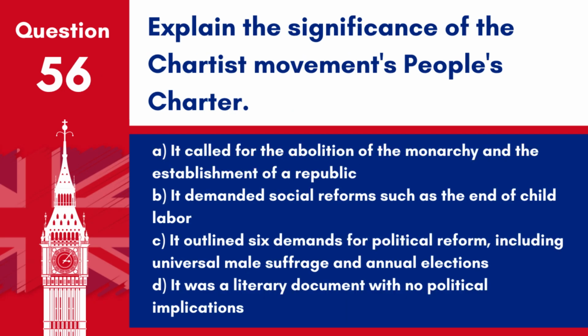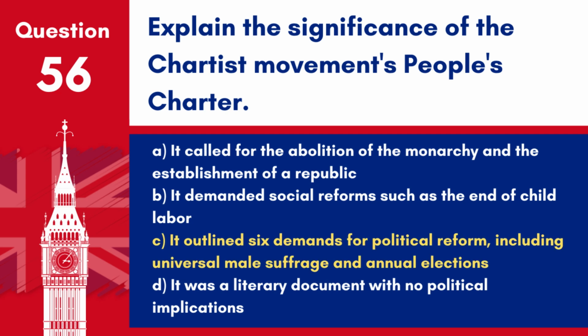Question 56. Explain the significance of the Chartist movement's People's Charter. A. It called for the abolition of the monarchy and the establishment of a republic. B. It demanded social reforms, such as the end of child labour. C. It outlined 6 demands for political reform, including universal male suffrage and annual elections. D. It was a literary document with no political implications.